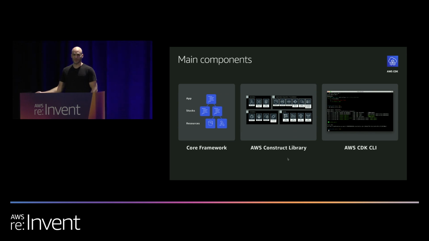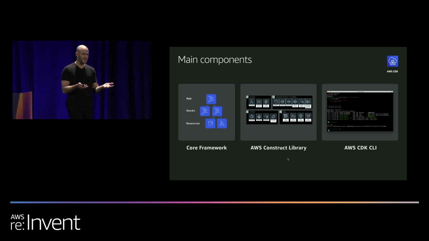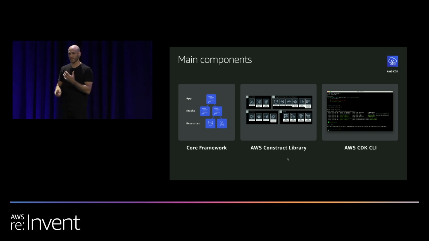The CDK contains 3 main components: the core framework, the construct library, and the CDK CLI. The core framework basically has the basic building blocks, the foundation, the app, the construct, the stack, those base classes.